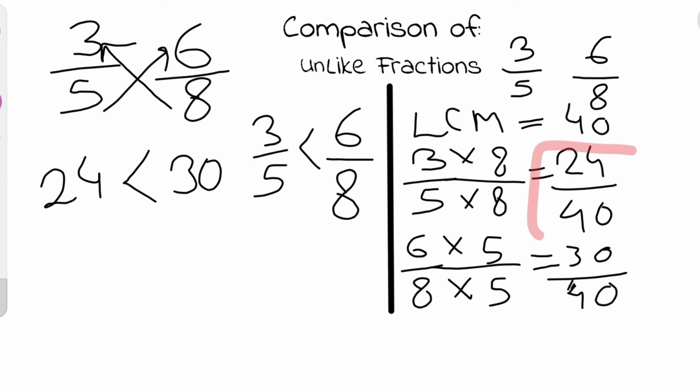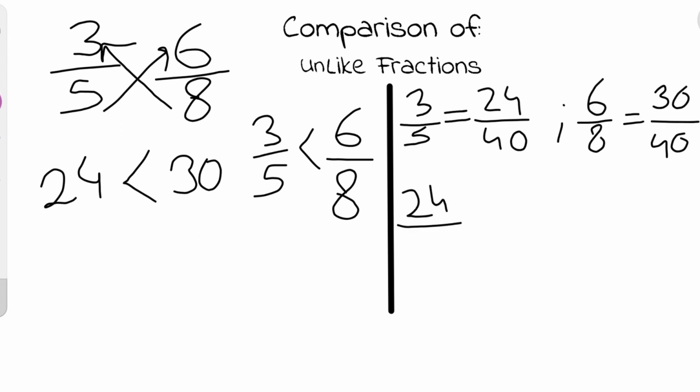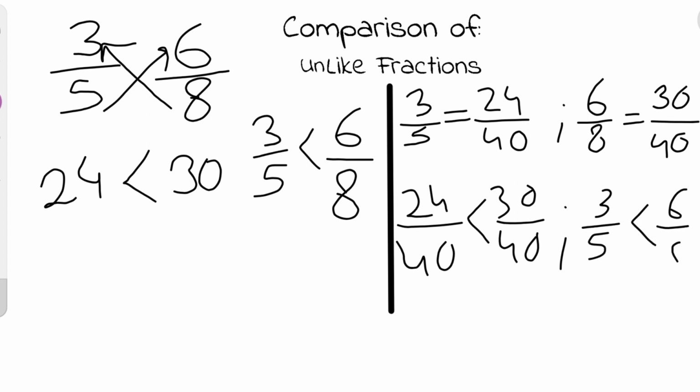Now we will compare these two numbers, that is 24 by 40 and 30 by 40. Since 24 by 40 is smaller than 30 by 40, that means 3 by 5 is smaller than 6 by 8. So these are the two methods for comparison of unlike fractions. I hope this is clear to you all.